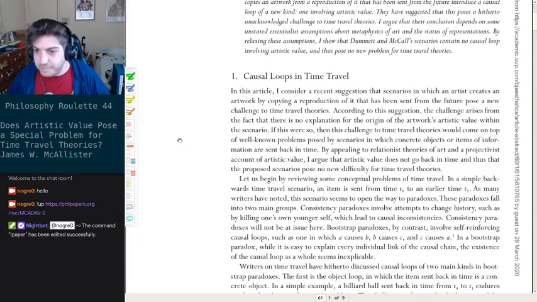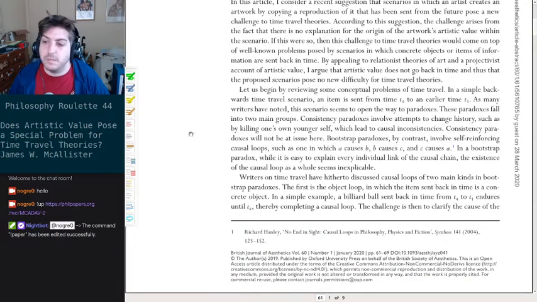Okay. According to this suggestion, the challenge arises from the fact that there is no explanation for the origin of the work's artistic value within the scenario. If this were so, then this challenge to time travel theories would come on top of well-known problems posed by scenarios in which concrete objects or items of information are sent back in time. By appealing to relationalist theories of art and a projectivist account of artistic value, I argue that artistic value does not go back in time, and thus that the proposed scenarios pose no new difficulty for time travel theories. I will have to see. I'm not sure. It seems like I see where the objection is coming from, at least.